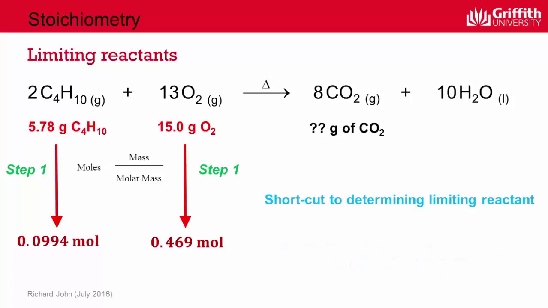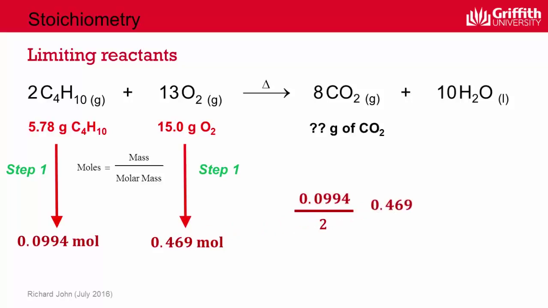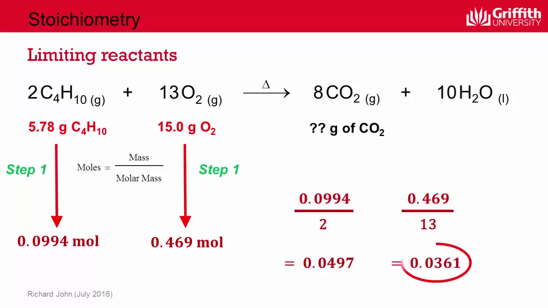Now, if you want a shortcut to determining which reactant is going to be the limiting reactant, you perform step 1 twice and we get these moles. You divide the moles of each substance by its own stoichiometric coefficient. So the moles of butane, 0.0994, divided by its own stoichiometric coefficient of 2. We get the moles of oxygen, 0.469, and we divide it by its own stoichiometric coefficient, which is 13 in this case. The values we get out, 0.0497 and 0.0361. This number here is the smaller of the two.